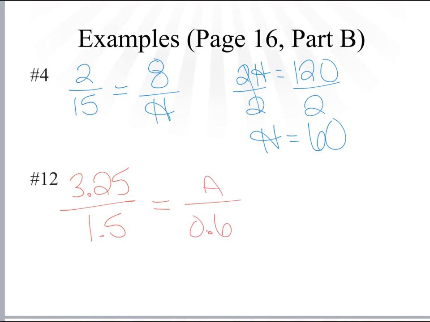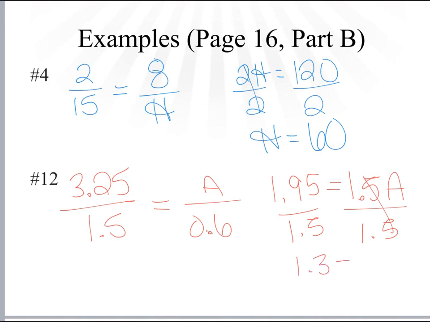The same rules are going to apply, so you're going to just do 3.25 times 0.6. And that gives me 1.95. And 1.5 times a is 1.5a. Divide by 1.5. And that gives me 1.3. So 1.3 equals a.